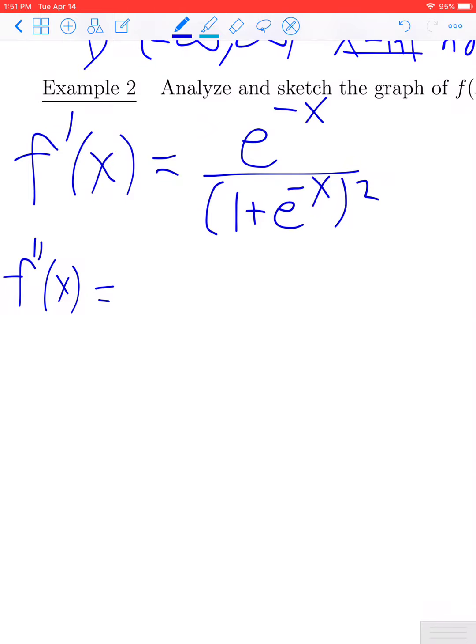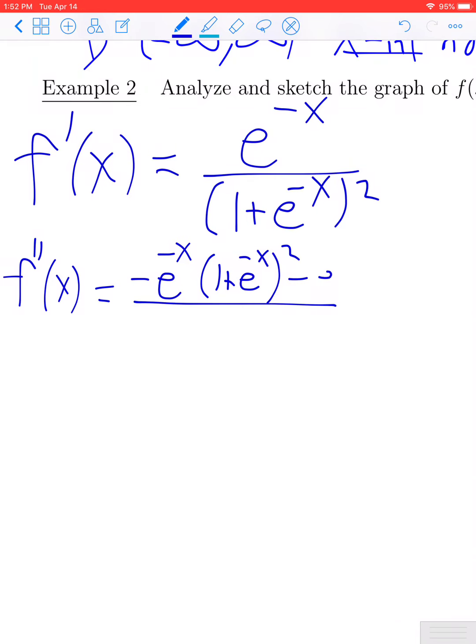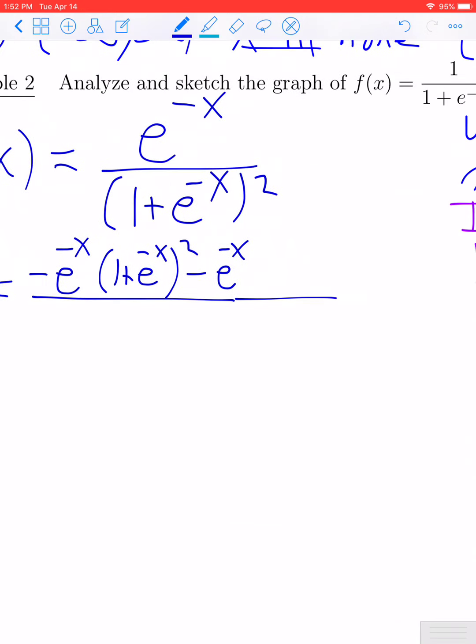f double prime of x should be equal to the derivative of the numerator, which is going to be negative e to the negative x. The derivative of e to a power is just e, keep the power the same. And from the chain rule, that's where that negative sign is coming from. The derivative of that exponent, the derivative of negative x, is just negative 1, times the denominator, minus the numerator, times the derivative of the denominator.